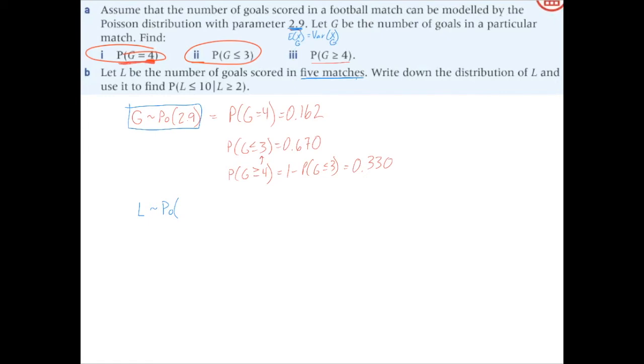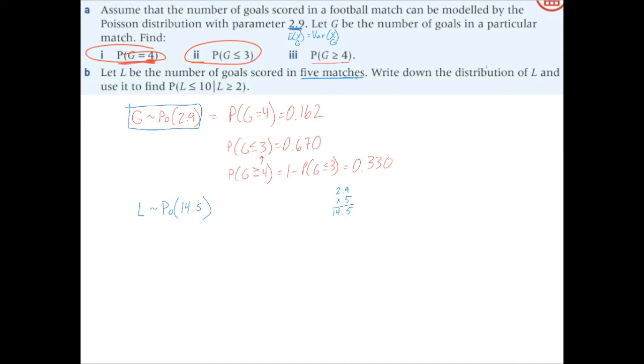So if the expected value in one game is 2.9, what is the expected value for 5 matches? It should make sense that the expected value of 5 matches is 2.9 times 5, because each match we expect to get 2.9, and so in the end we get 14.5. So this Poisson distribution will have an expected value, and therefore a parameter, of 14.5. Awesome. Let's move on.